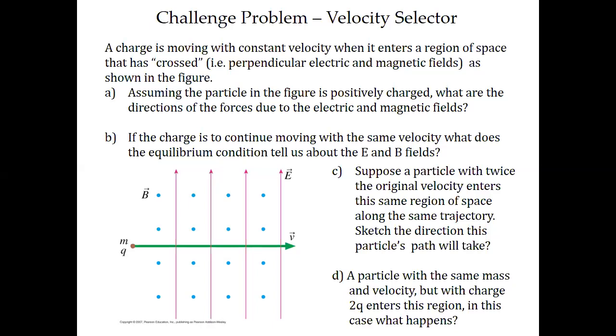If the particle was going to continue moving with the same velocity, what does that tell us about the electric and magnetic fields? Well, it says that there's no net force on this charged particle. In other words, the force pushing upwards from the electric field and the force pushing downwards from the magnetic field are canceling each other out. So that's interesting.